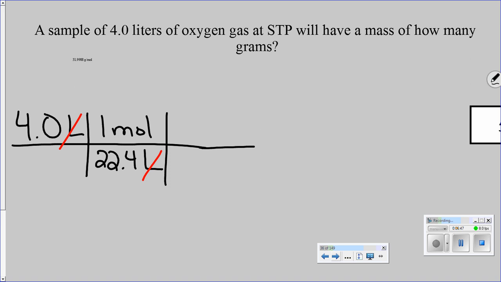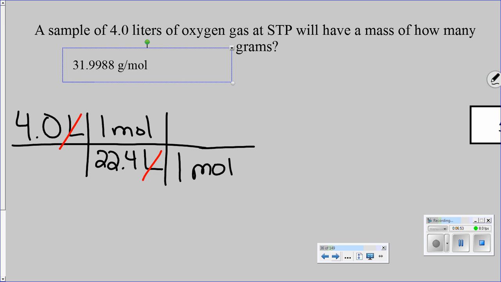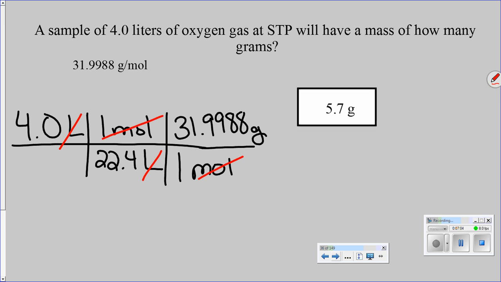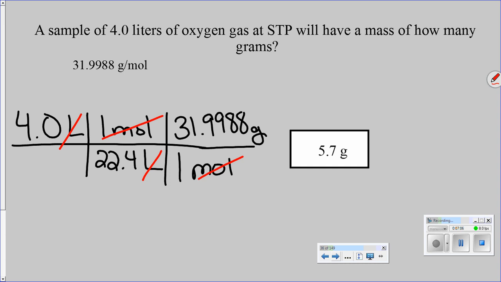And then I've got my GFM for O2 I already calculated is almost 32 grams per mole. So I've got 1 mole on the bottom to allow that to cancel. 31.9988 grams on top. Moles go away. I'm going to multiply across the top, divide by the bottom to give you 5.7 grams. We're limited to 2 sig figs from the 4.0 liters.